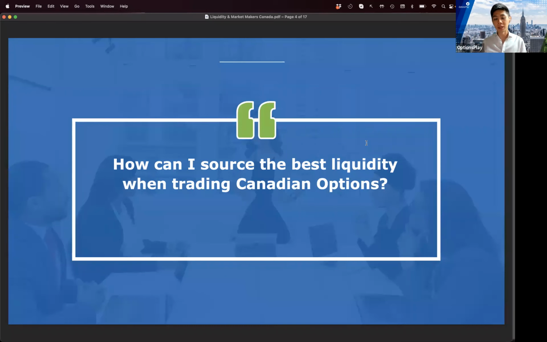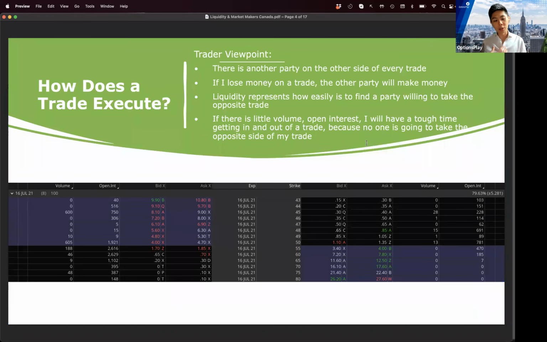Now, before I jump into this, how many of you can generally relate to these current things on your screen? Because these are some of the things that I hear from traders quite commonly with respect to trading options, especially on the Canadian side. Some of you trade both Canadian and US options, but something I hear a lot is that they're concerned that there's another party on the other side of every single trade. If I lose money on a trade, then the other party will make money. And many times when we talk about the other party, we're referring to institutional market makers.